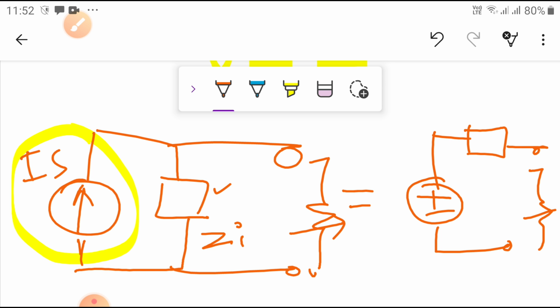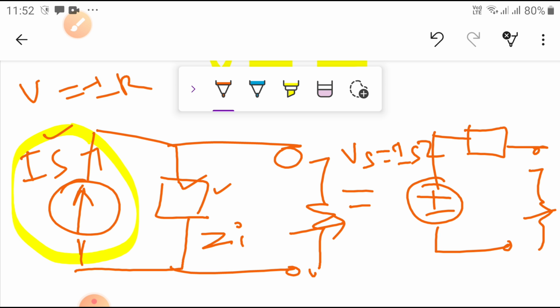So what are the values here? Because current Is is flowing through this one. Now we convert, voltage V is equal to I into R. So I is equal to this one, R is equal to the ohmic value, this one. Then this voltage source Vs is equal to Is into Zi. This is the value. Now what is this value? Simply Zi. What is the value here? Substitute here. This is the equivalent voltage source.